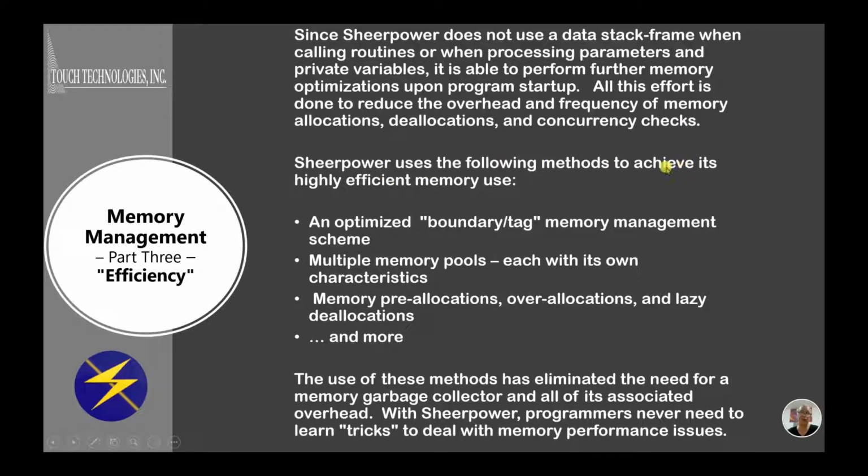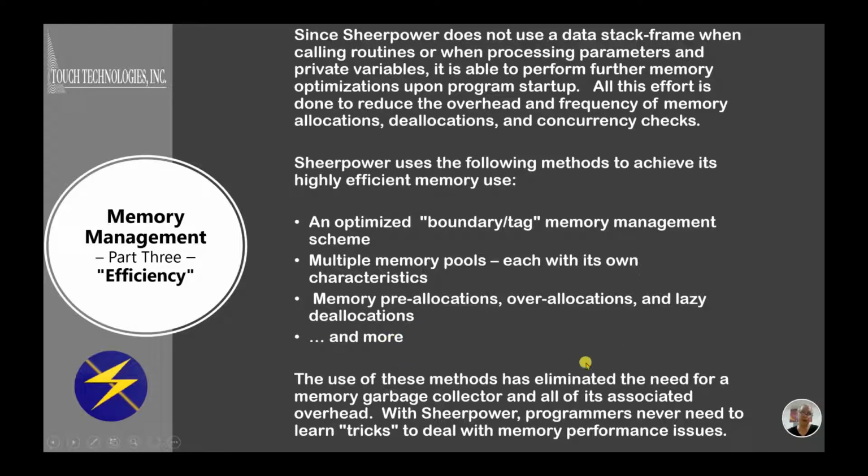Sheerpower uses the following methods to achieve its high efficiency of memory use. We have an optimized, what's called a boundary tag memory management scheme. You can look that up in Google if you want to know the details. We also have multiple memory pools, each with its own characteristics. We also do memory pre-allocations, over-allocations, and something called lazy deallocations. A lazy deallocate says that you don't deallocate memory until you're forced to. This way, there's a possibility you can use that existing memory for other uses. And we have more optimizations as well.